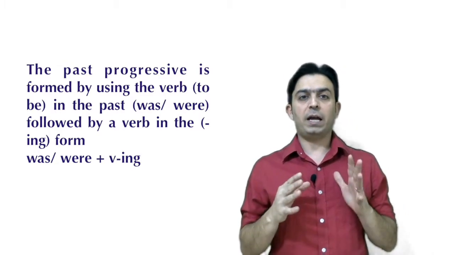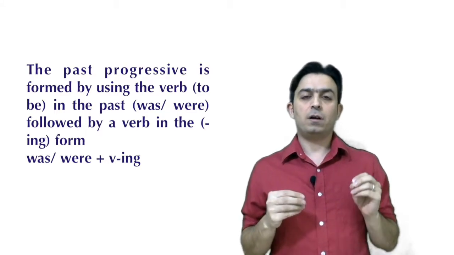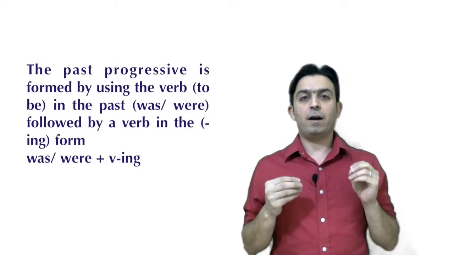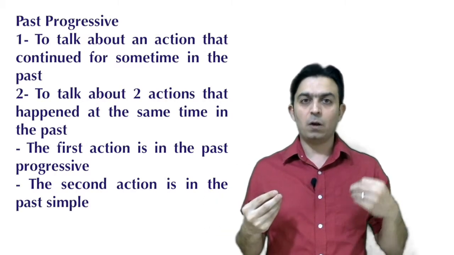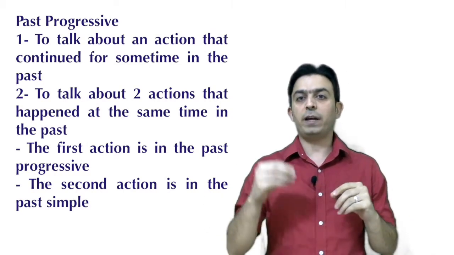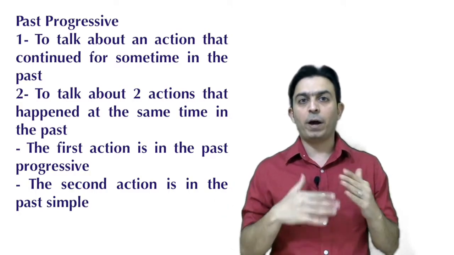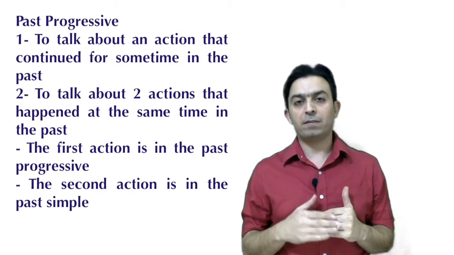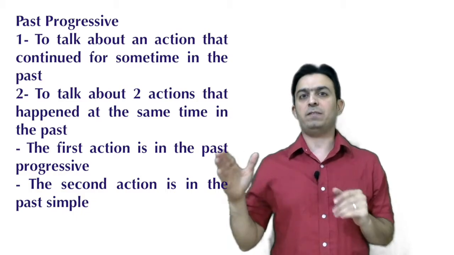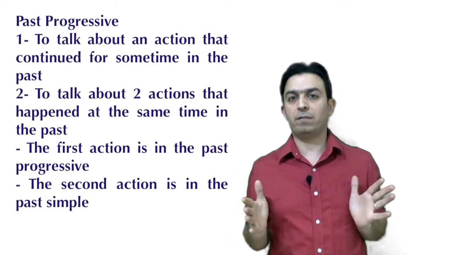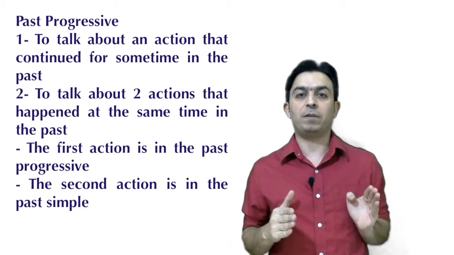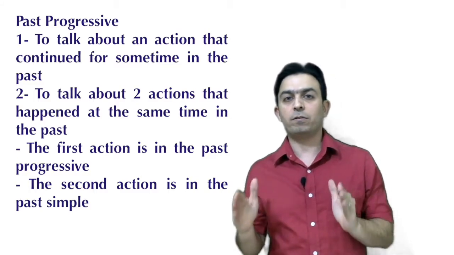We use the past continuous when we talk about an action that happened in the past, started, continued for a short period, and ended. Of course, you'll say it's finished, right? So why don't we use the simple past? Here's the thing. Sometimes we need to be specific. Like I was doing this from this time to this time.